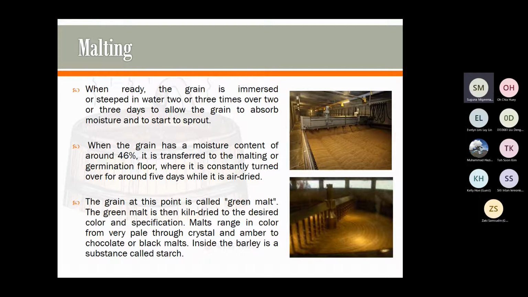So this green malt is then kiln dried to the desired color and specification. So from here we can actually categorize the grain. This is where you get different colors of beer and different tastes of beer. So basically what we get is very pale to crystal and amber to chocolate or black malt.